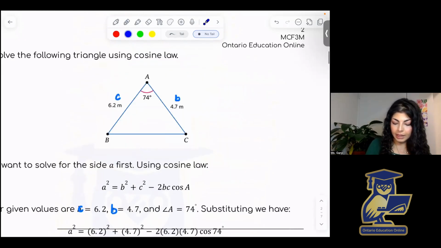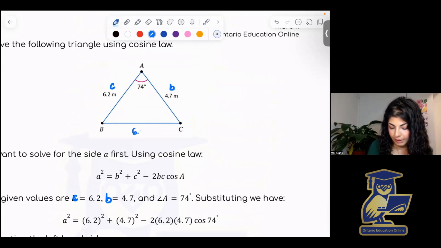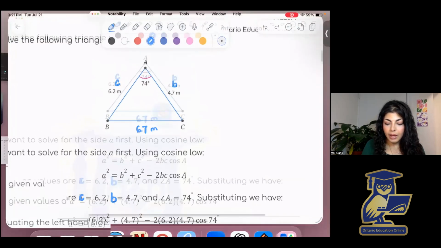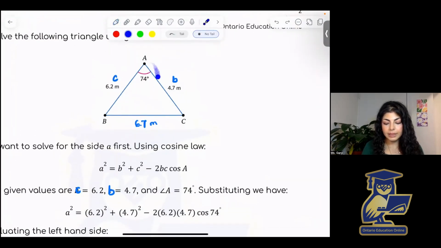So now I can label this here 6.7 meters. And now I can solve for either of these angles. Now I actually have an angle and its opposite side length. And here I have to use this calculated value.